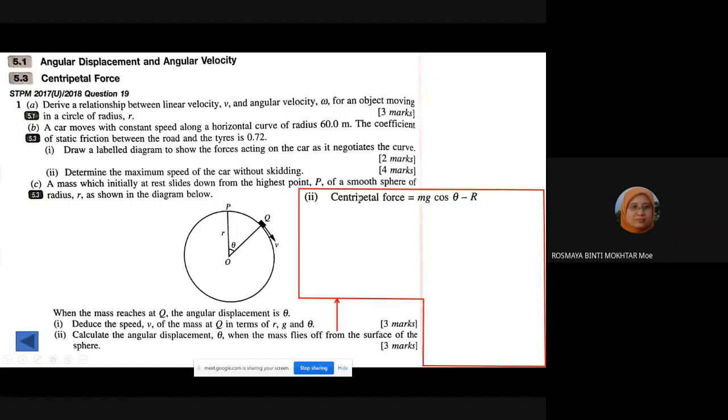So the centripetal force is given by mg cos theta minus R, where R is the upward force. I didn't draw it here. So the upward force, this one, is R. Then the weight of the object.